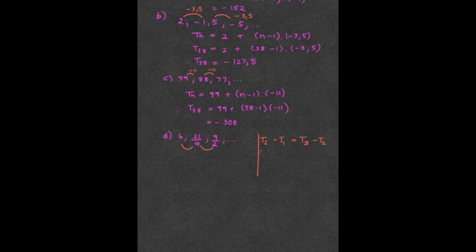So if I go term 2, 21 over 4 minus term 1, which is 6, is equal to term 3, 9 over 2 minus term 2, 21 over 4. Now, let's not be lazy. Let's not use our calculators. Let's just try to work this out ourselves. So 6 having 4 as a denominator would be 24 over 4. So 21 over 4 minus 24 over 4. What would that be? Negative 3 over 4.